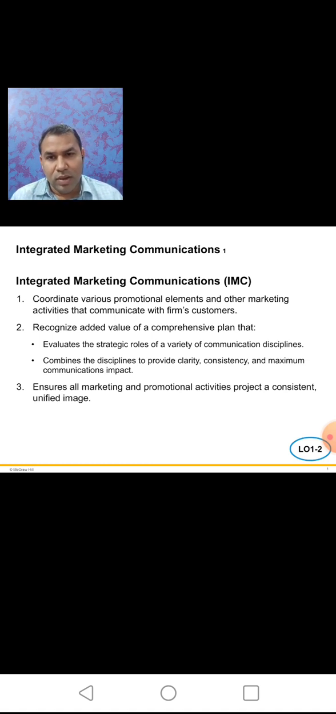Another element that is important is to recognize the added value of a comprehensive plan that evaluates the strategic roles of a variety of communication disciplines.